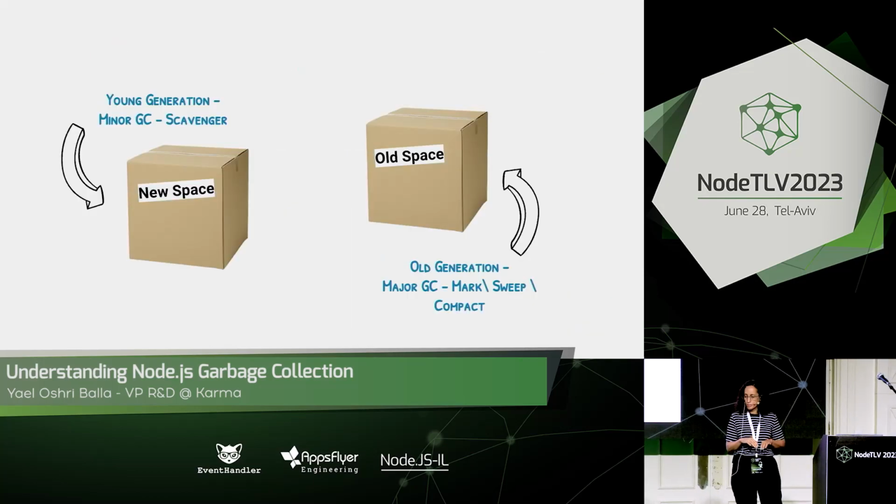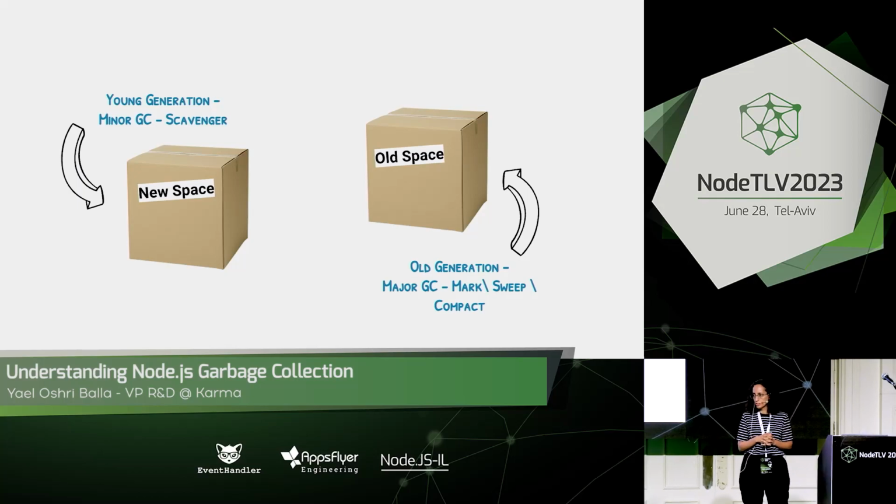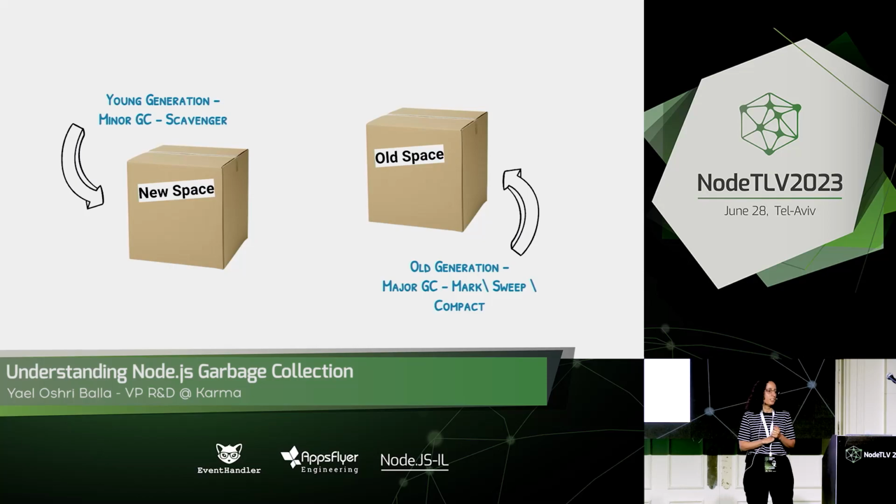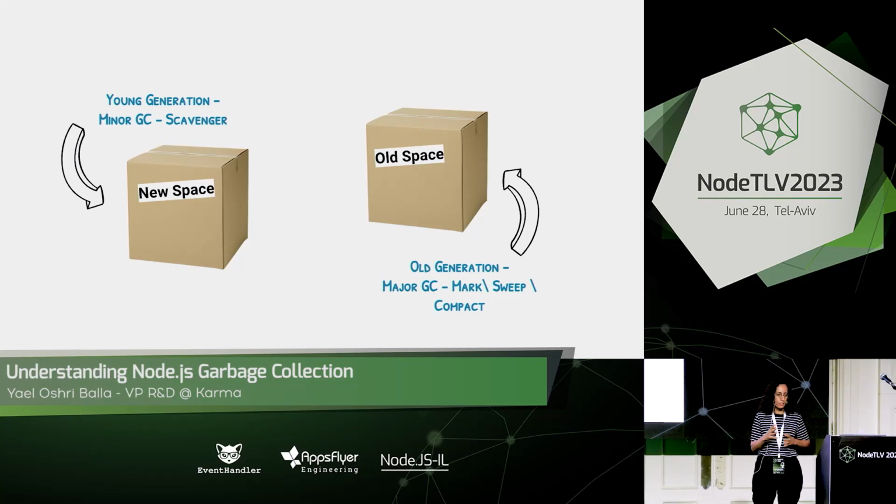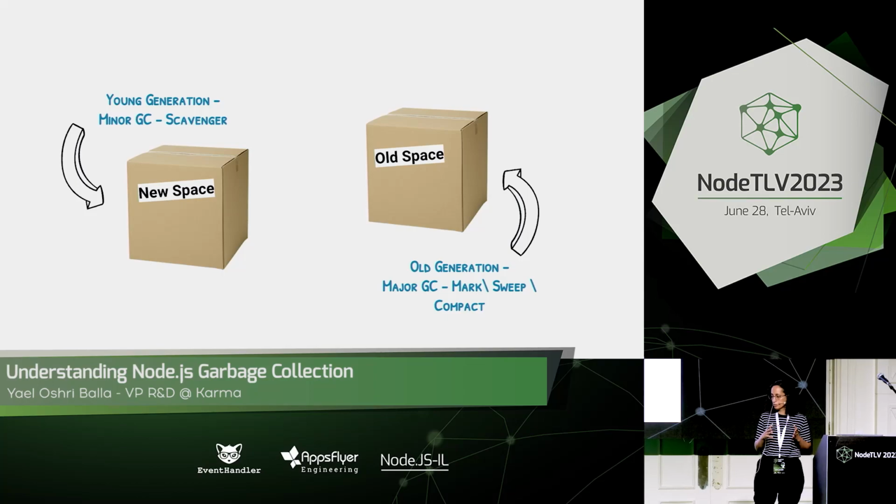V8 is dividing the garbage collector work into two separate garbage collectors. One is the minor GC, which is also called the scavenger. You might have heard of it. This is the part that is handling the young generation, and there is a specific space that is allocated for objects of the young generation. It's called the new space.